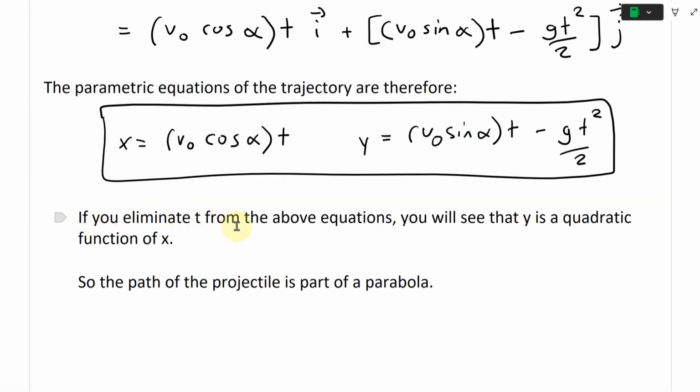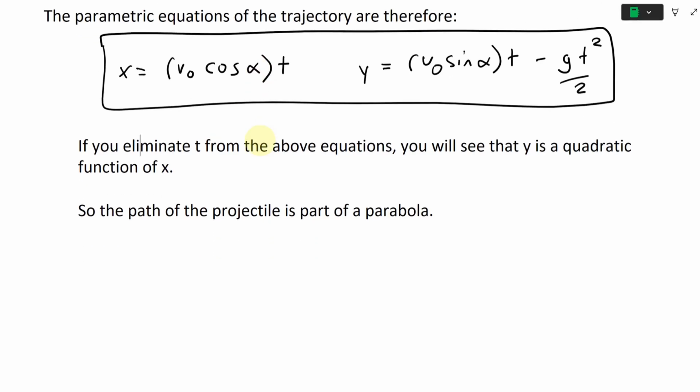Now just a quick side quest here. If you eliminate t from the above equations, you'll see that y is a quadratic function of x, so the path of the projectile is part of a parabola. For example, if I take this and move it over, we have t as a function of x. So t equals x over v naught cosine alpha. And now we throw this inside the y.